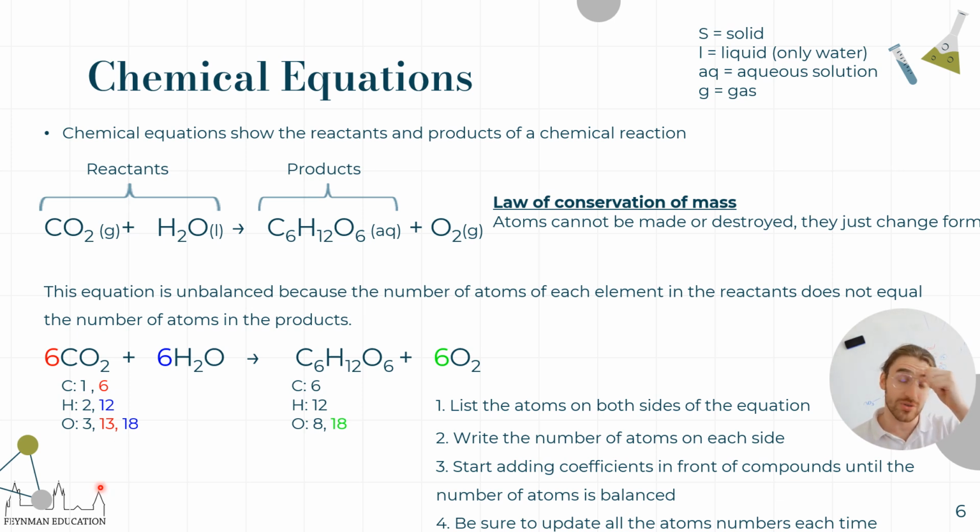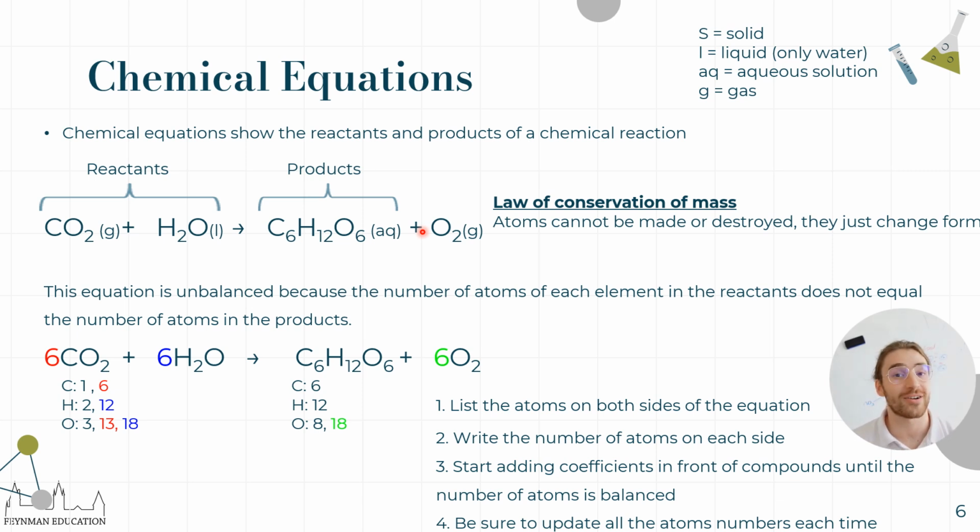Then what we're going to do is start adding coefficients to balance out the number of elements. Now, what is a coefficient? A coefficient is the numbers at the beginning of the molecules. Importantly, you cannot change the small numbers, because then we're changing the molecule. H2O is water.